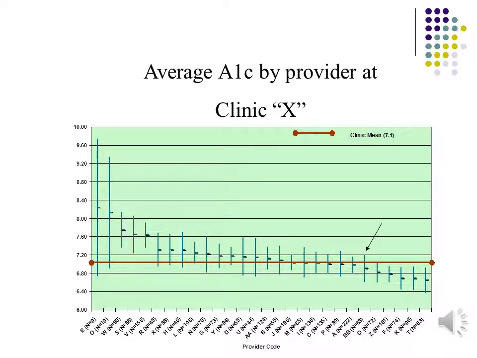We can see that the 3rd, 4th, and 5th data points from the left, after you get by E and O, so now we're looking at W, S, and V, those are above the 7.1. Their 95% confidence intervals don't cross it. Those are statistically significantly higher.